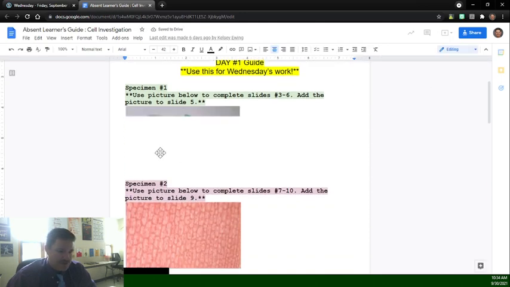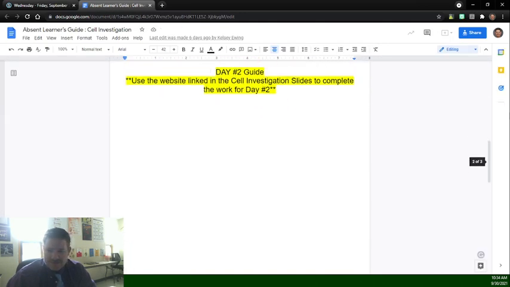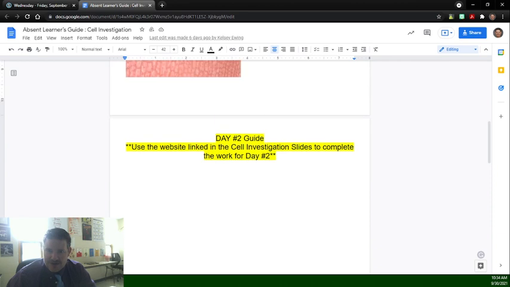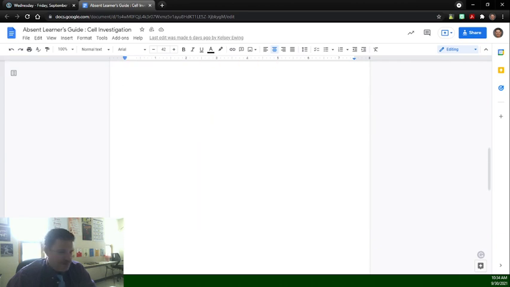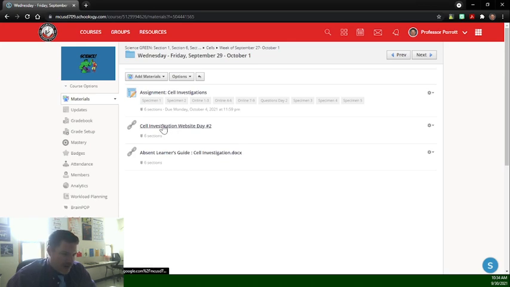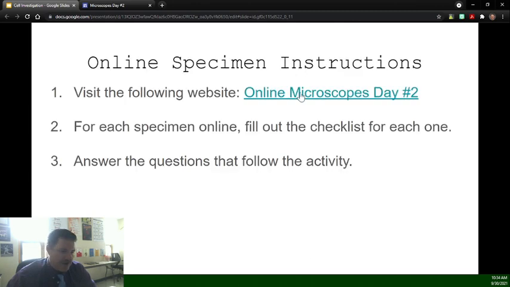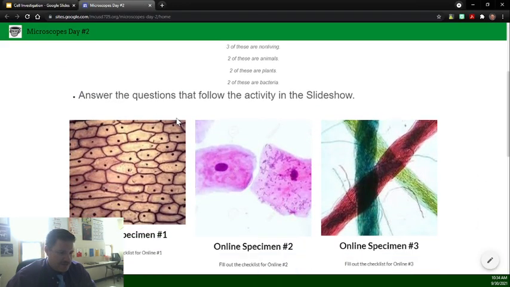So there's day 1 and day number 2. And then day number 3, it says use the website linked in the investigation to work on day number 2. That's all you need to do for day 2. So let's take a look at what that is. I've also put it right here in the Schoology folder, cell investigation website day number 2. But it is also right here on the instructional page. Pop this bad boy open, and then you'll get to here.